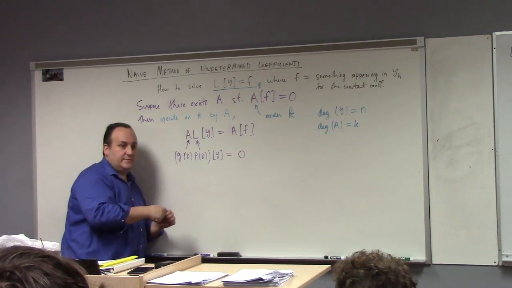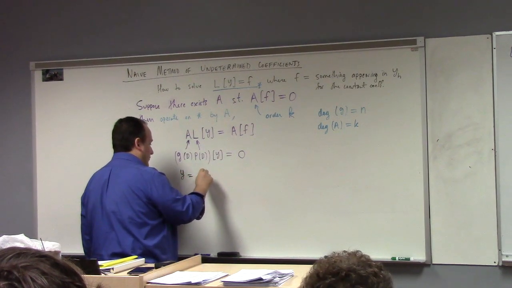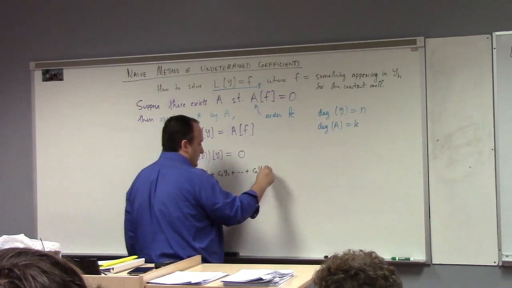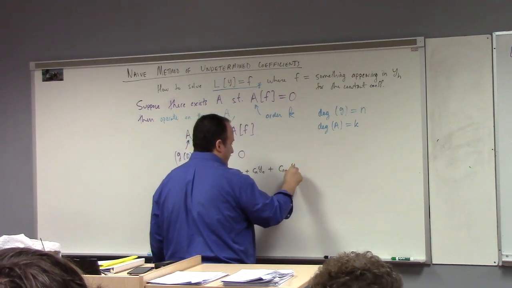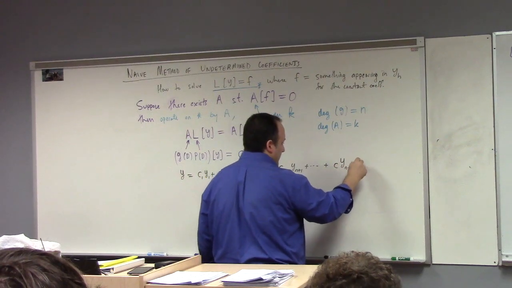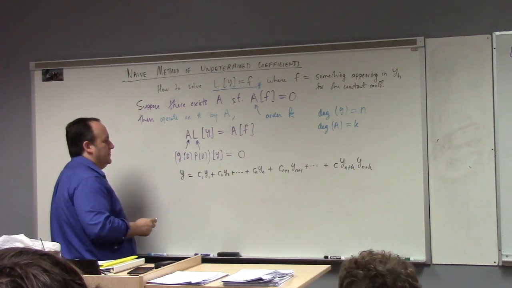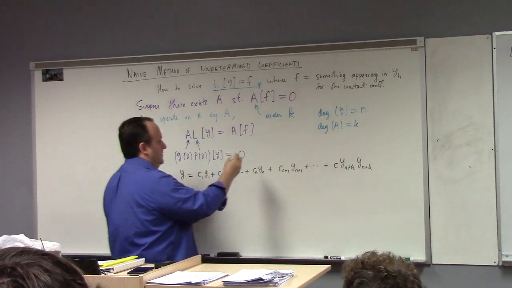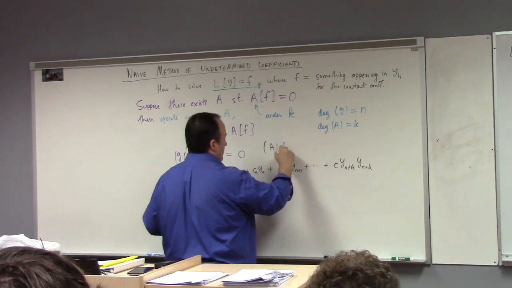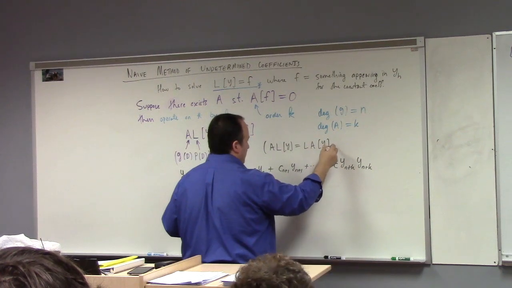We know what the solution looks like, right? It has the form y equals c1 y1 plus c2 y2 plus and so on up to cn yn, plus cn+1 yn+1 and so on up to cn+k yn+k. And listen here, guys, AL y is also equal to LA y, because these are polynomials, so they commute.